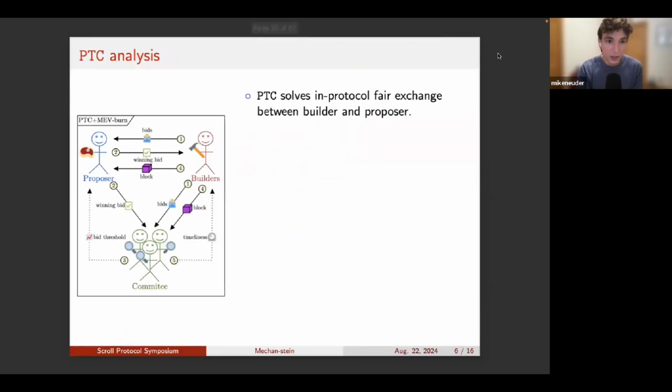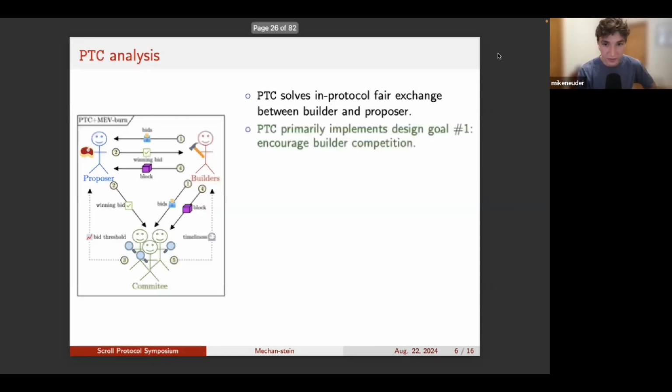That works. Right. So a quick analysis of PTC plus MEV burn. The main thing it does is it solves this in-protocol fair exchange problem. So right now the proposer wants to sell to the builder. There's no protocolized way to do this, so they have to go through this relay infrastructure, and that's kind of trusted and has some centralization concerns. So what PTC does is say, okay, we're going to expose a way to trustlessly enforce this fair exchange using the committee and the committee timeliness and threshold enforcements.